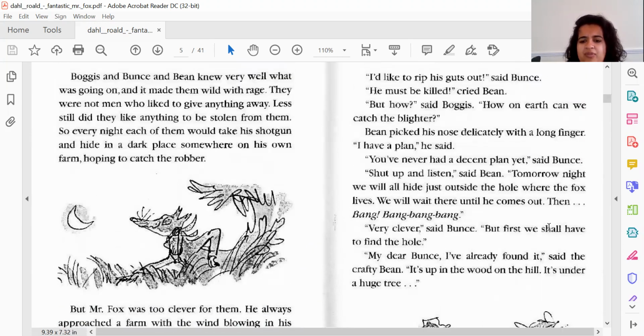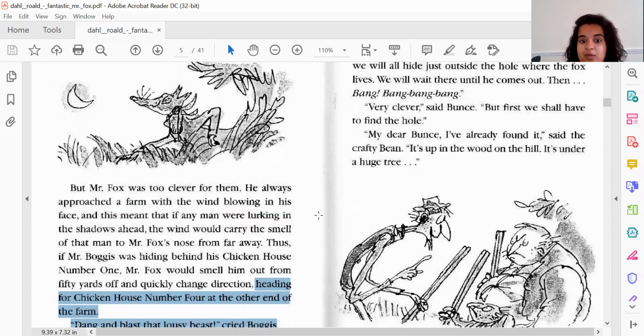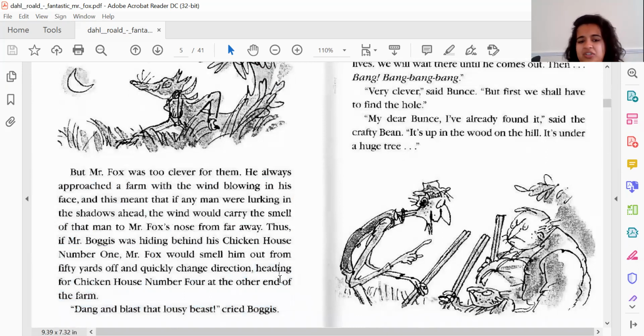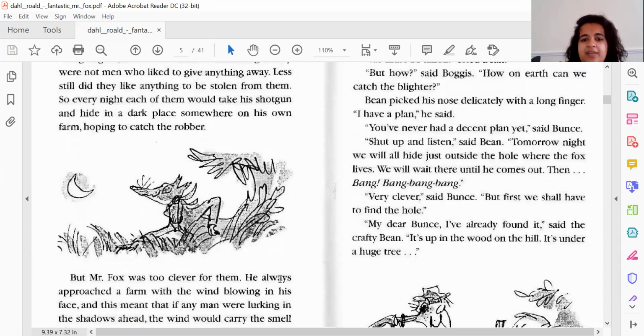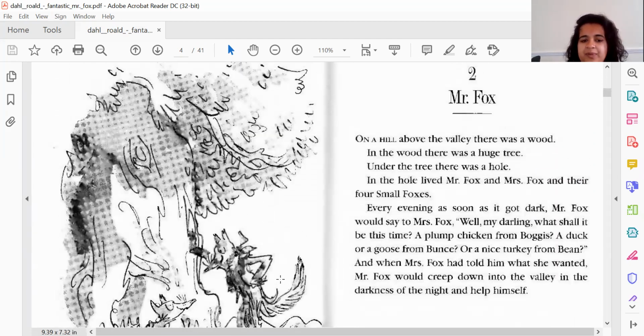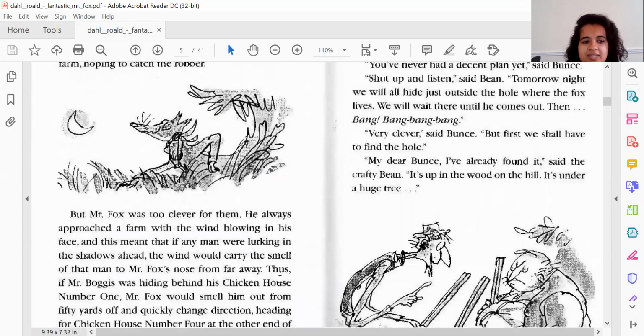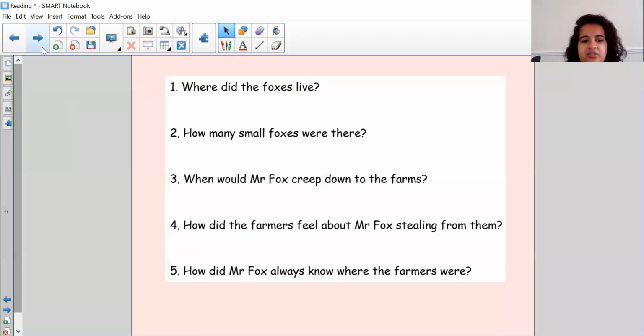So this paragraph over here, all right, that talks about their plan of how they want to catch the fox, because they're not happy that they're being stolen from. So if you would like to read that bit again, please feel free to go back, take your time, read it over again, or go back in the video and listen to me read it to you. And once you are done, you have got only 5 questions to answer, I believe, today.